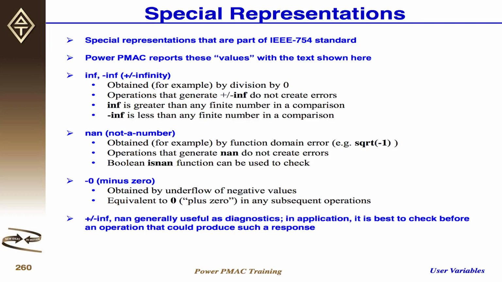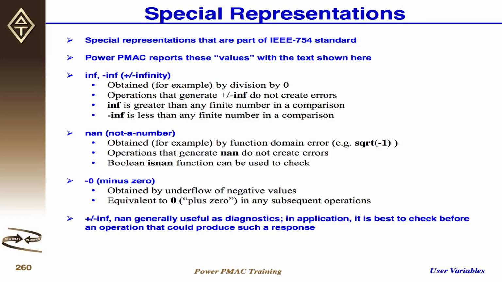Positive infinity is going to be greater than any possible value in whatever addresses, whatever registers you may have. Negative infinity is less than any finite number in a comparison also. So if INF greater than anything will always return true. If negative INF less than anything will always return true.